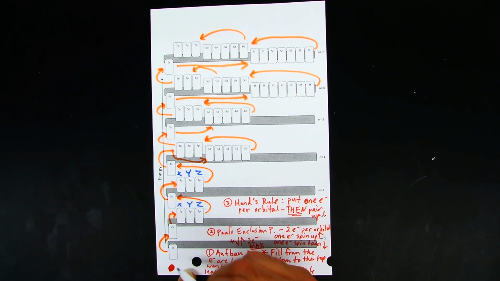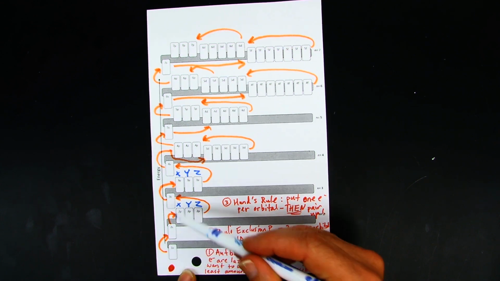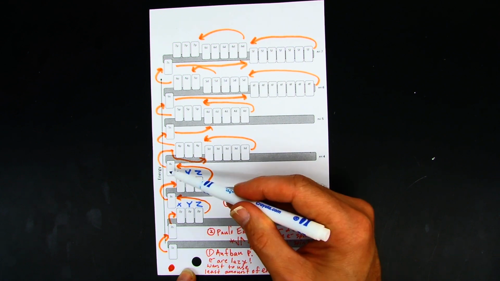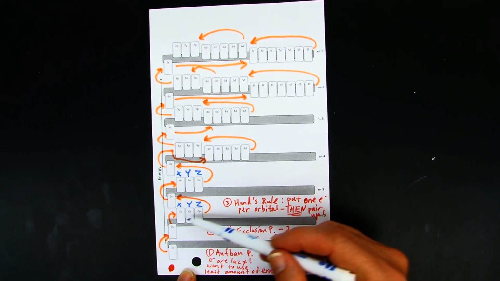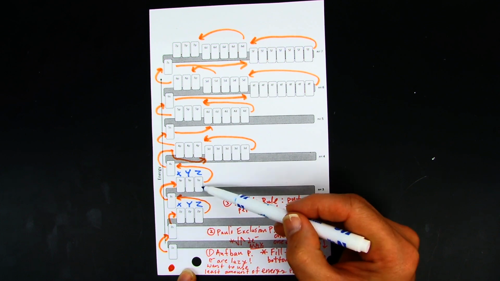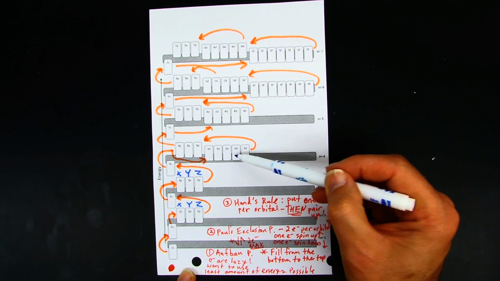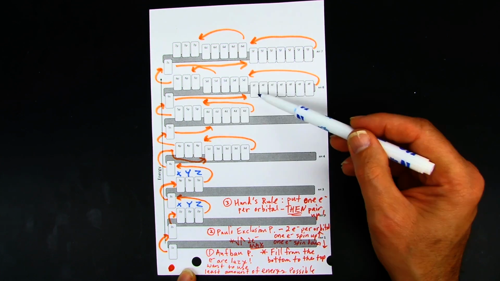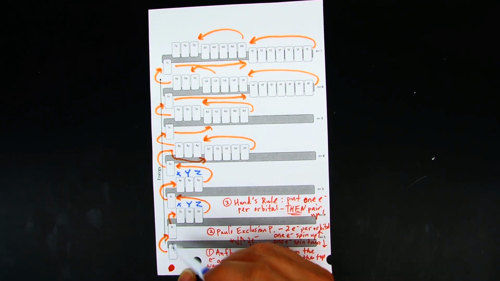The first orbital, the S sublevel, only has 1 orbital. You can see that all the S sublevels only have 1 S orbital. The P sublevels all have 3 P orbitals. The D sublevels all have 5 D orbitals, and the F sublevel has 7. So we're going to work our way up.